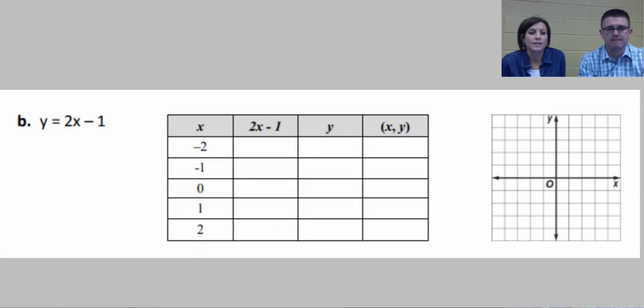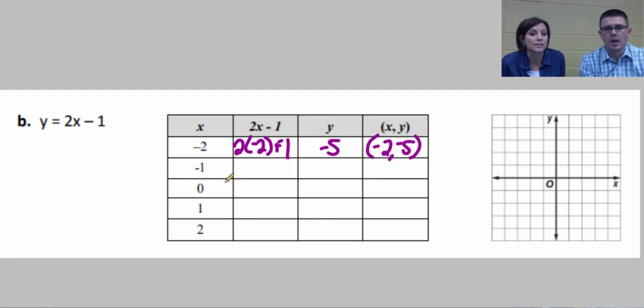Last example. -2 is going in for x. So negative 2 times 2 minus 1, or plus the negative 1, gives me a negative 4 plus 1, which is a negative 5. Ordered pair is negative 2, negative 5.